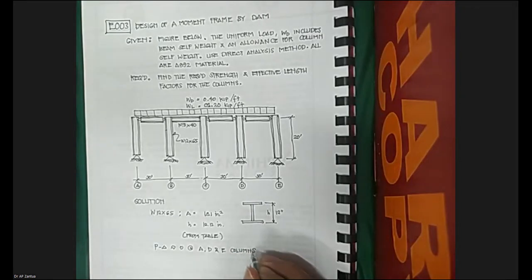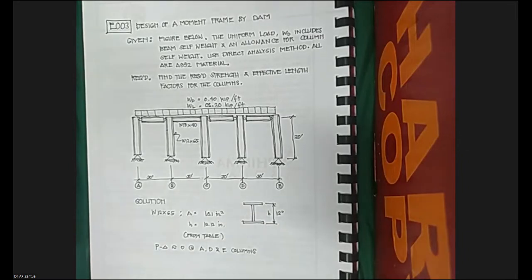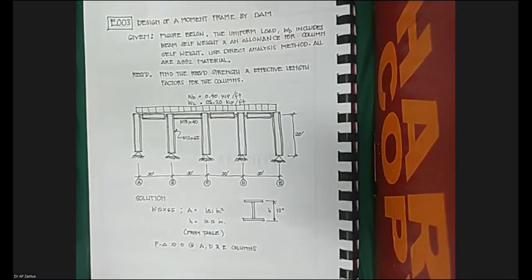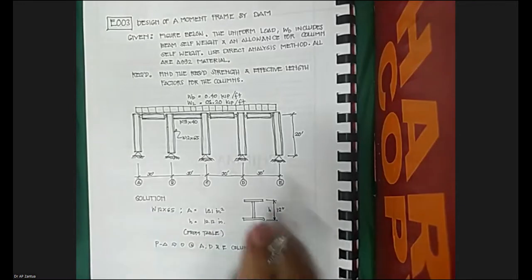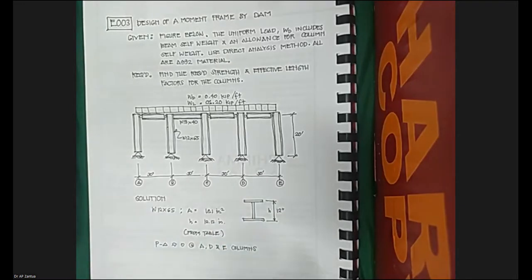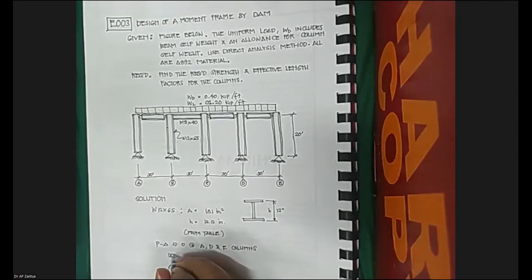So we cannot consider anything. So we can design those things using, what can we use? We can use C is equal to L.